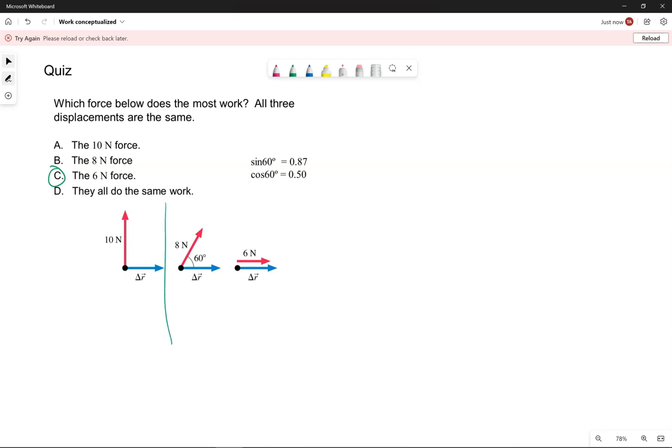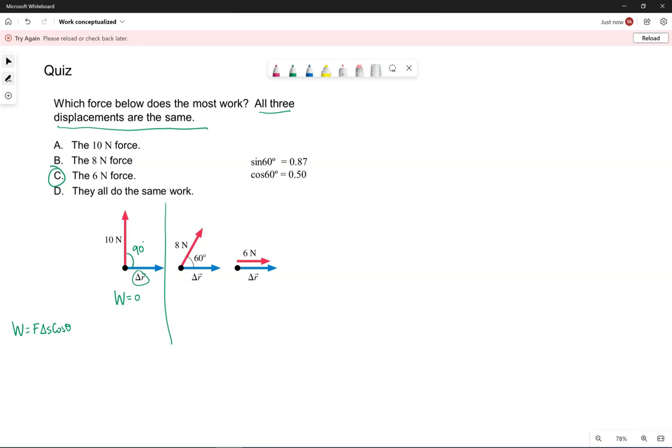So if we look at this 10 Newton force, the work here is 0. That's because the angle between these two is 90 degrees. We know work can be written as F delta S cosine theta. So even though the force is 10 newtons, we don't know what delta S is, but the problem tells us that it's the same in each case. Here they're calling it delta R instead of delta S. It still means the displacement.